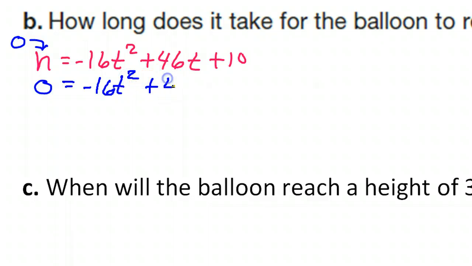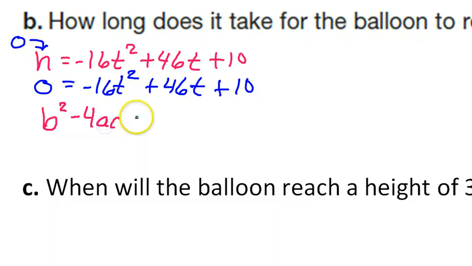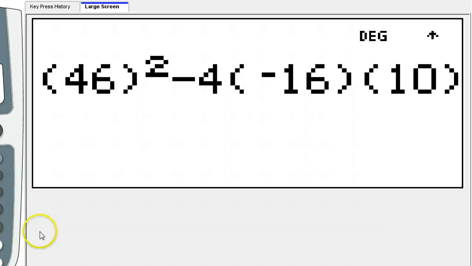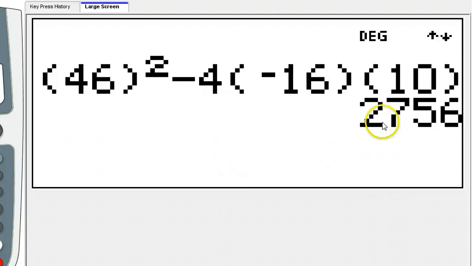0. So I'm just going to go ahead and plug in 0 for the height. Alright, and so this is what the equation becomes. And now that we have it set equal to 0, we can solve this using the quadratic formula. So of course the first thing we'll do is find the discriminant, which is b squared minus 4ac. So in this case, that'll be 46 squared minus 4 times negative 16 times 10. Alright, so here's what that would look like. Let's go ahead and find out what it is. Alright, that's a really big number. So the discriminant is 2,756.